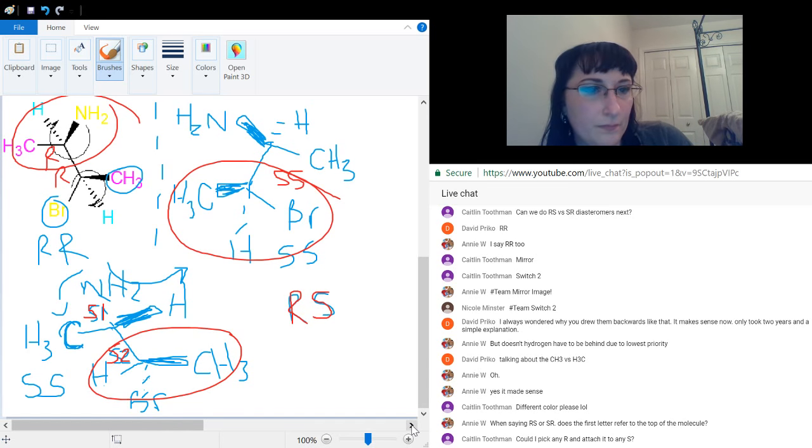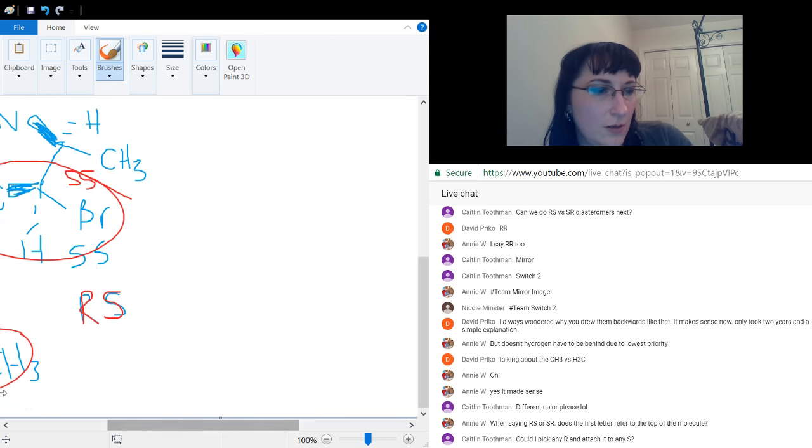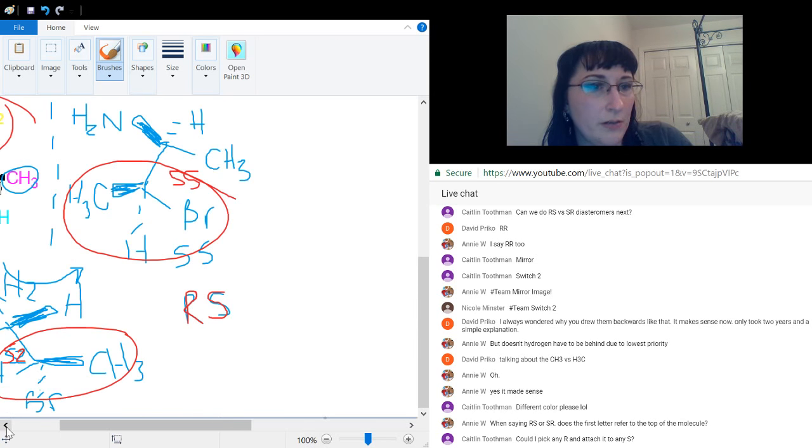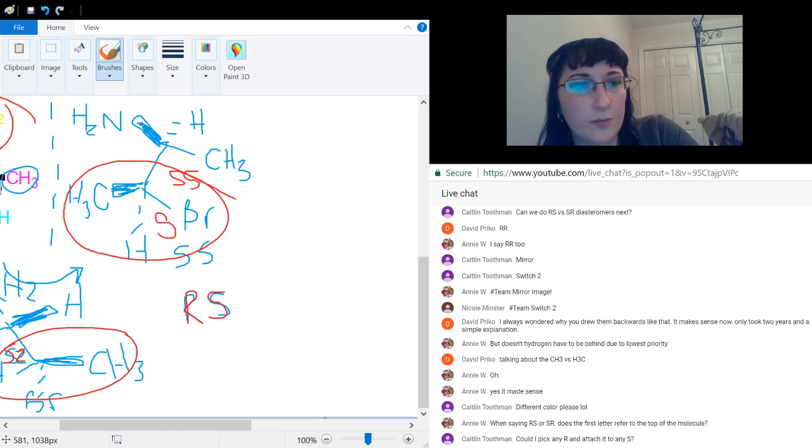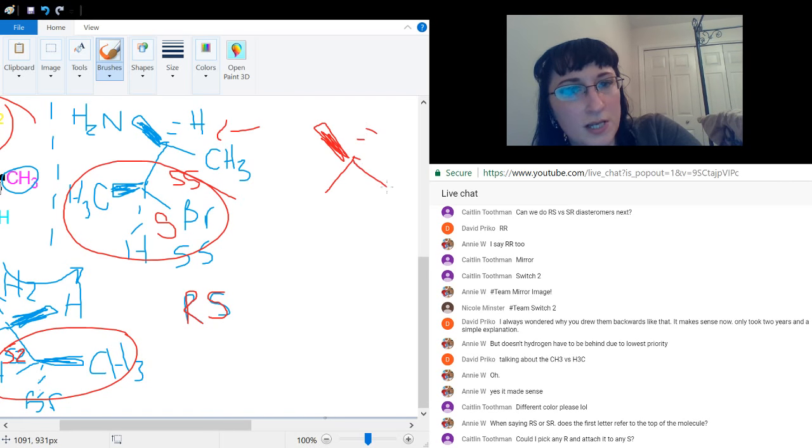Or, if we go back to Team Flip It, if I know that this one down here is S, I just have to flip 2 groups on this top part, right? So, draw a skeleton of that.